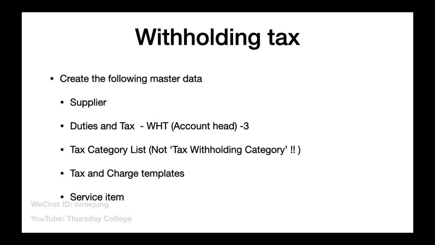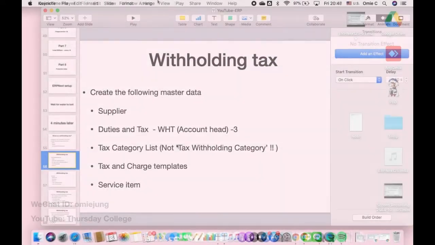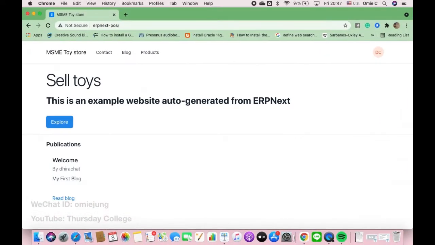And then we use the tax category, not the tax withholding category. Why? Because when we purchase a service we do it only one time, whereas the tax withholding category of ERPNext is for cases where you use it rapidly, which is not our case. So we use the tax category, and then we need to set something like tax and charges templates, and then the service item, I mean the item that we're going to do the service on. Before we go into the transaction, we just do the master data first. Okay, let's start with the supplier.